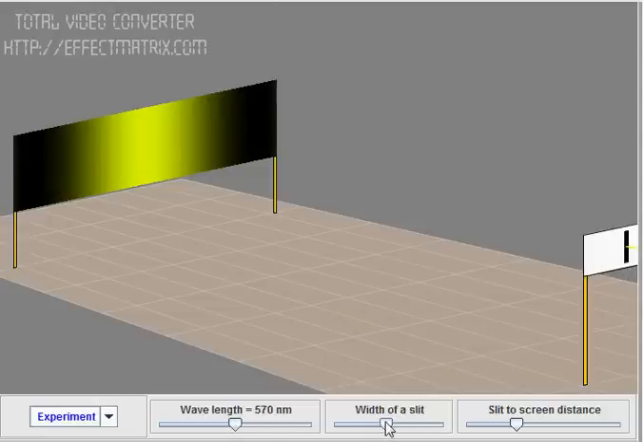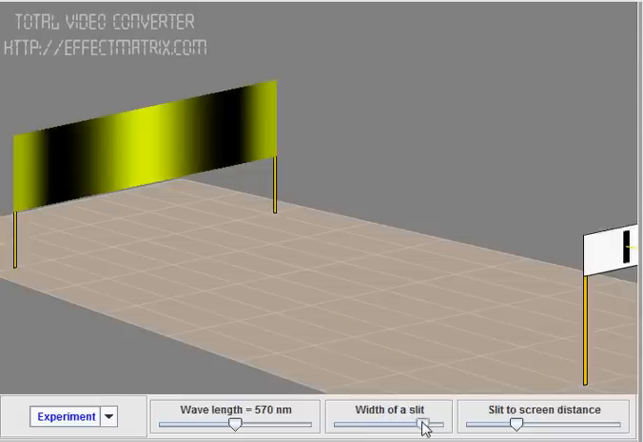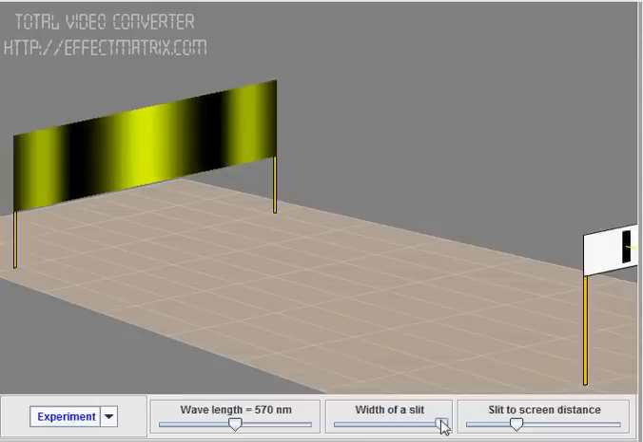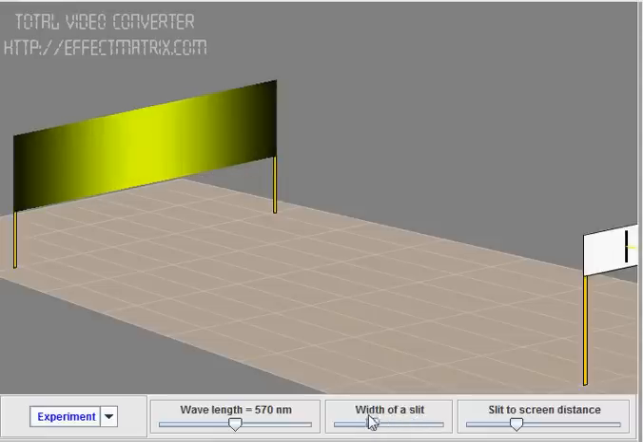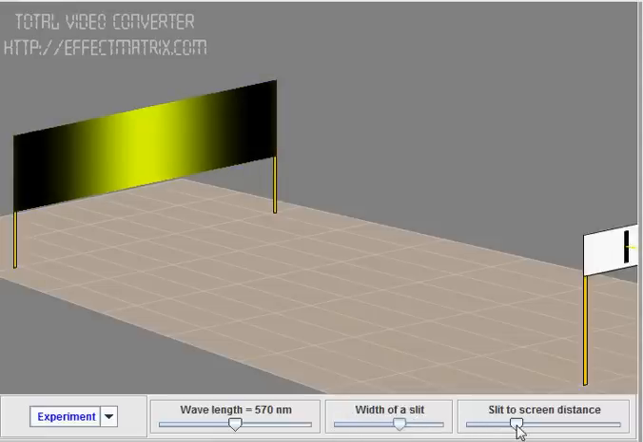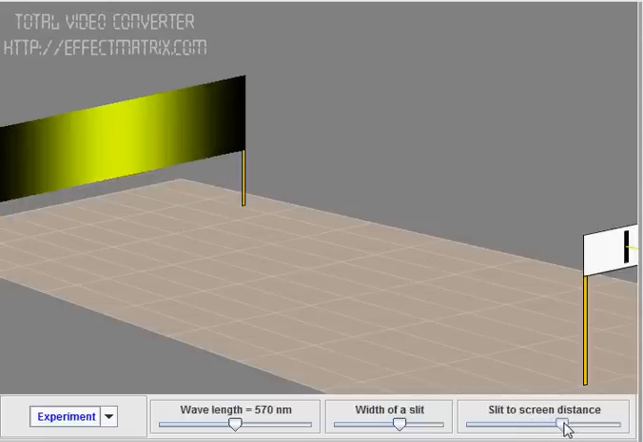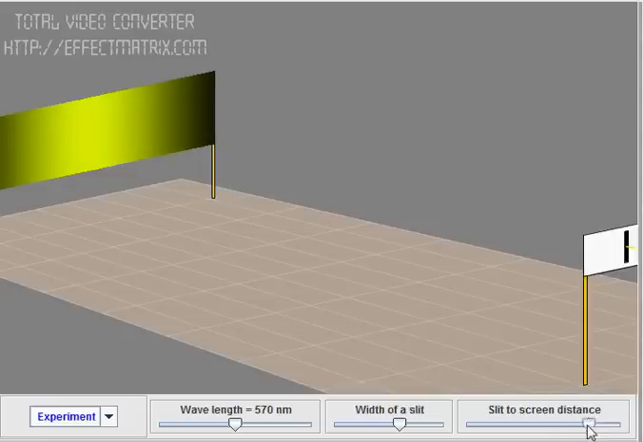Now if I increase the width of the slit, what's happening? Just see here, I am increasing the width, right? It means the central maxima is going to reduce. Again, if I decrease it, see, it is going to increase, right? It is increased now. Now if I increase the slit to screen distance, capital D here, see what's the change here. If I am increasing, then again the width of the central maxima is going to increase.